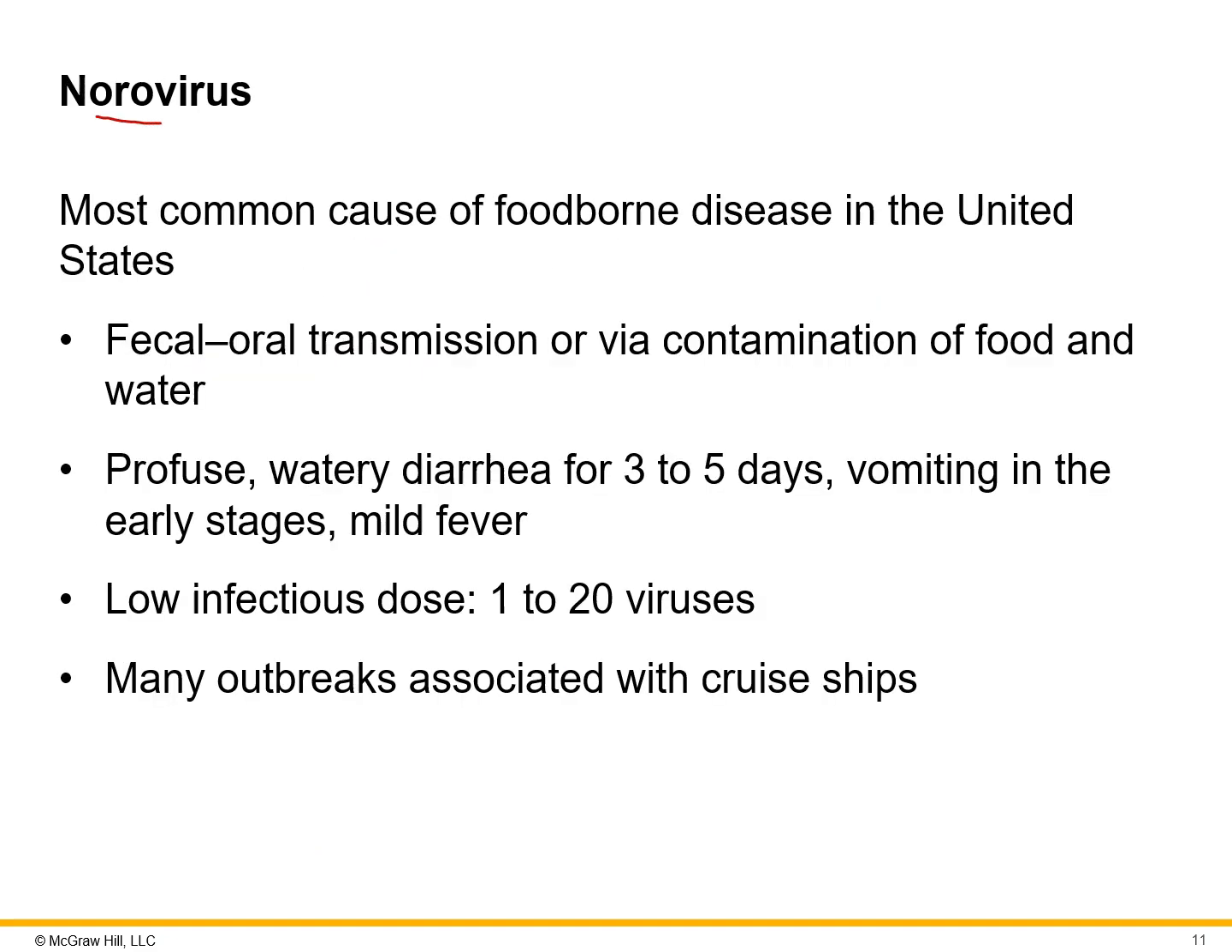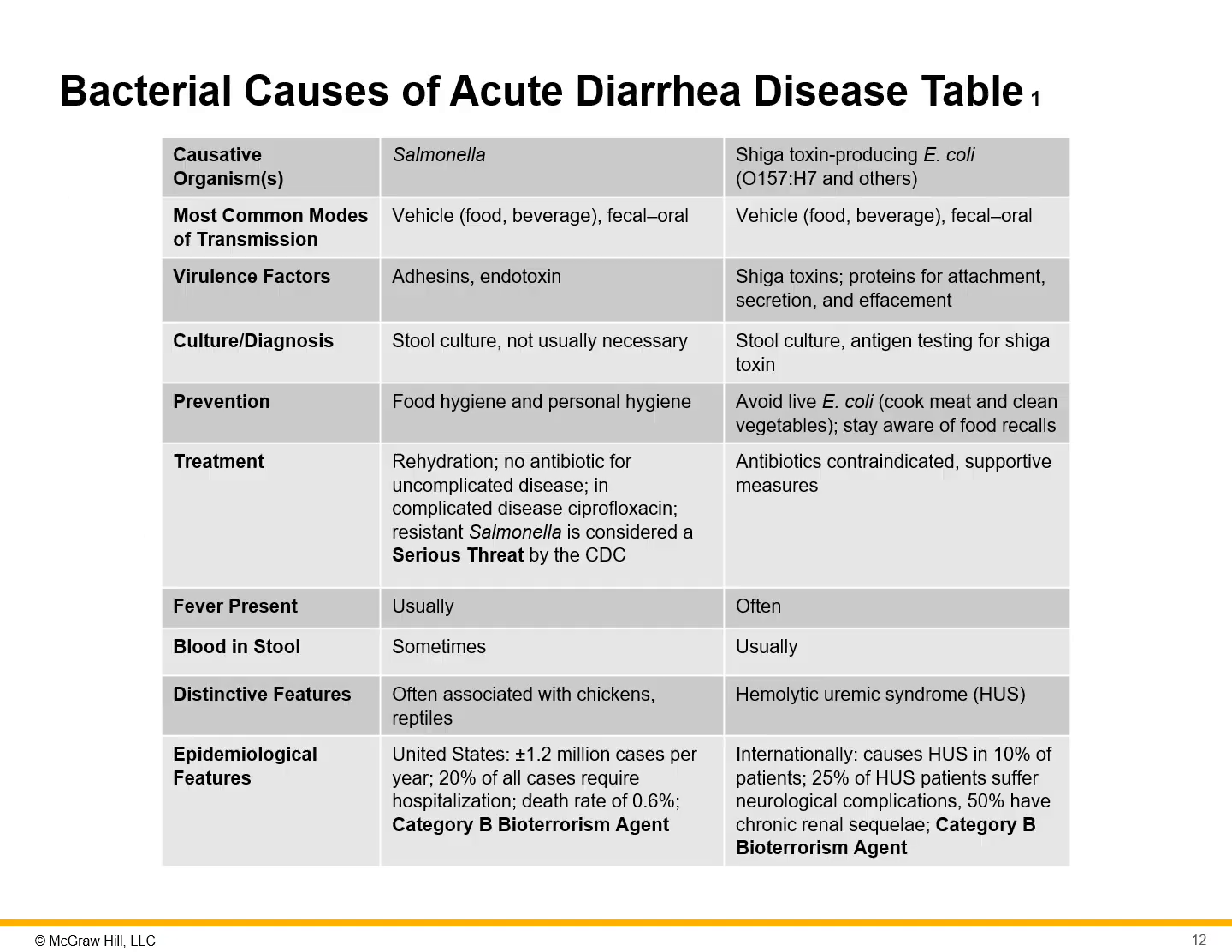And then norovirus, as we mentioned before, is the most common cause of foodborne disease in the U.S. So this is transmitted by the fecal-oral route or from contaminated foods. It causes, of course, diarrhea, acute meaning short term, for about 3 to 5 days, sometimes with fever or sometimes with vomiting. It has a low infectious dose, just meaning it doesn't need a lot of it to cause an infection, 1 to 20 viruses. And again, outbreaks on cruise ships are more likely to occur.